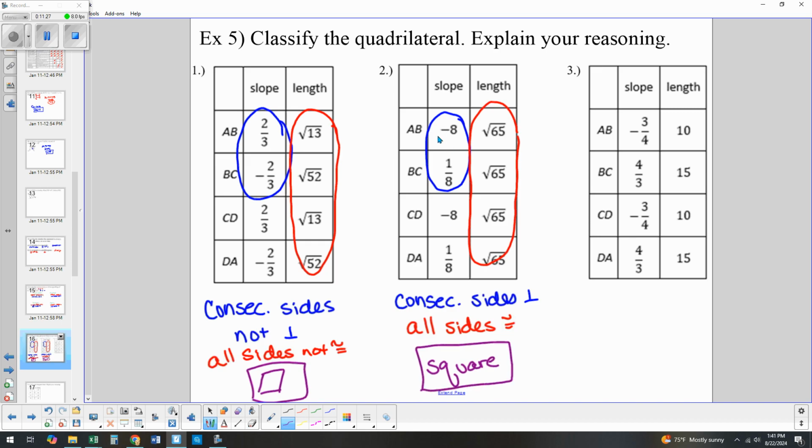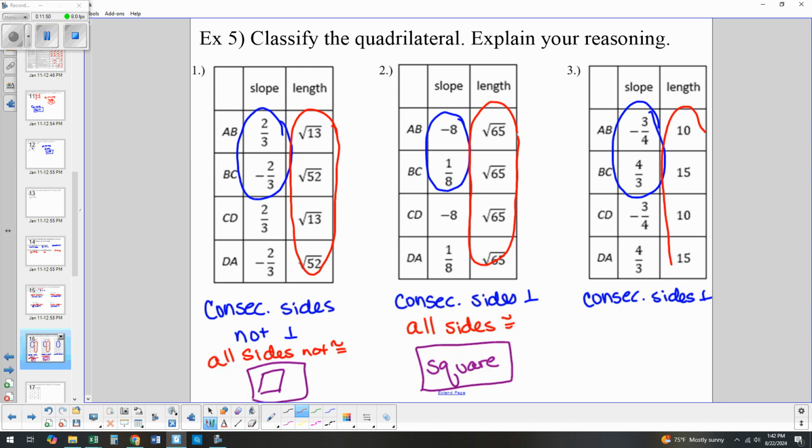Forgot to check, right? -8, -8 matched, 1/8 and 1/8 matched. So we were okay there. And then the third one, the -3/4 matched, the 4/3 matched. We know it is a type of parallelogram. My consecutive sides are perpendicular because -3/4 and +4/3 are opposite sign reciprocals.